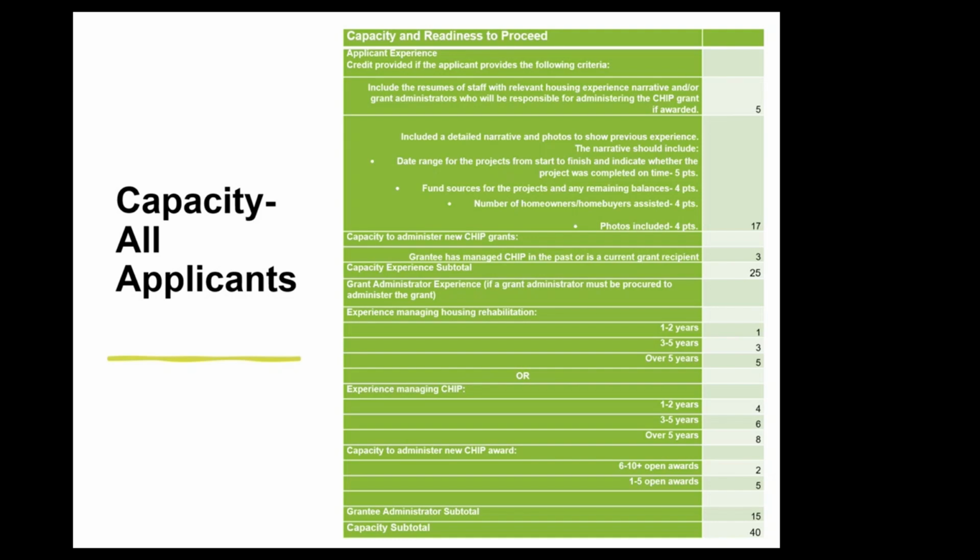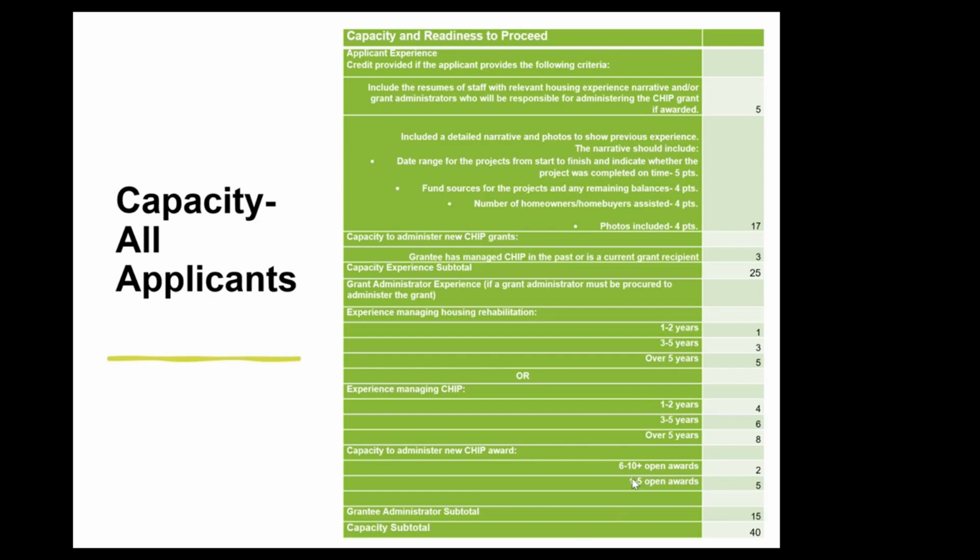Okay. I just wanted to try to maximize how many points we could get. I understand, but this is part of managing the CHIP award, for the experienced grant administrators that have actually worked with CHIP. I see it says managing CHIP if you have over 5 years or 3 to 5 years experience. We feel like we got that, but then this next one about administering a new CHIP award, and this open awards thing, we're not sure what that means and how it relates.